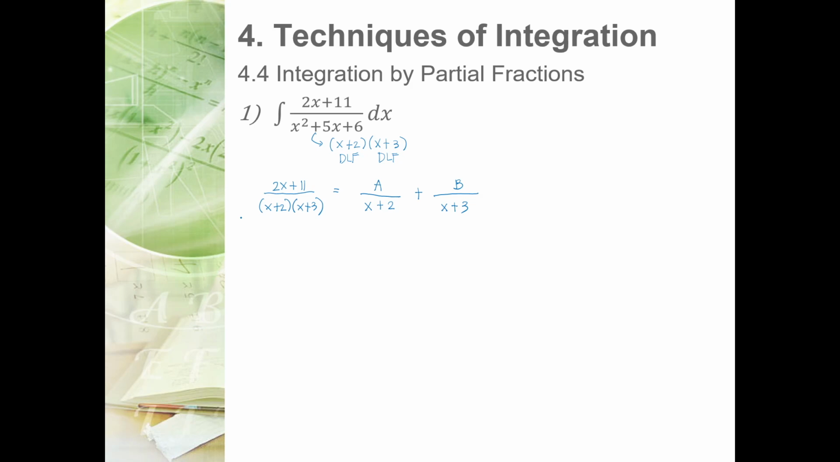So of course we don't want to deal with a lot of fractions all the time, so we have to multiply this one with the LCD or just multiply it with the denominator on the left side. So x plus 2 times x plus 3. And this would give us 2x plus 11 is equal to A times x plus 3, so I hope you're able to follow why it's like that, plus B times x plus 2.